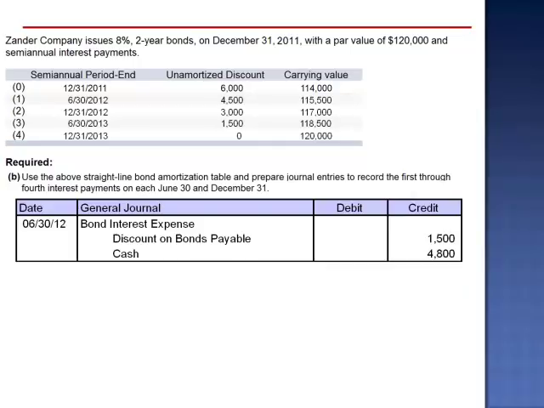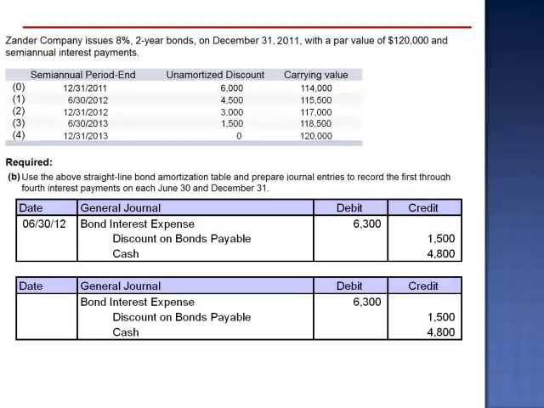We see that because the carrying value increased from $114,000 to $115,500. And we debit bond interest expense for $6,300. Since the change in the carrying value was a constant dollar amount, the journal entries will also be for a constant dollar amount. December 31st, 2012, June 30th, 2013, and December 31st, 2013, the dollar amounts will all stay constant.